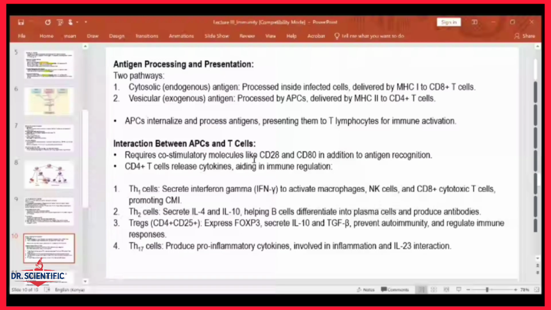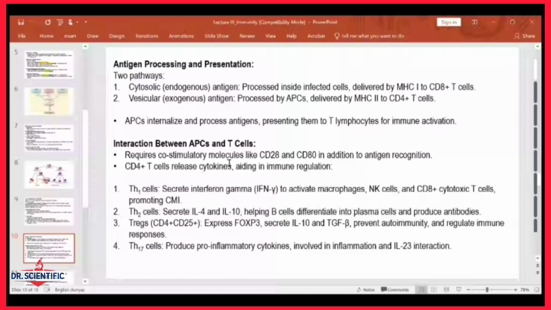In other words, if you look at DCs, dendritic cells, they are going to have CD28 on them. They are also going to have CD80, similar to macrophages and B cells. They will have these, and these are referred to as costimulatory molecules. If they don't link, then the presentation will not be done well.